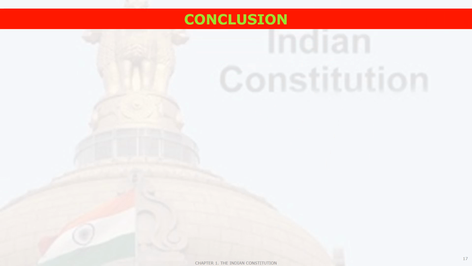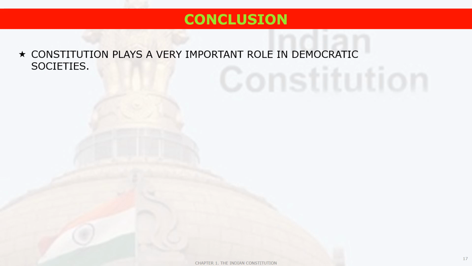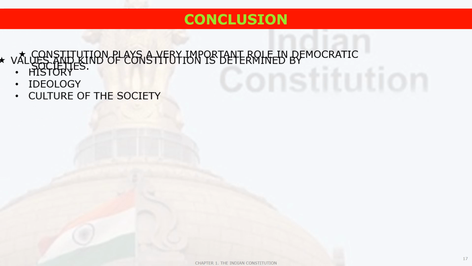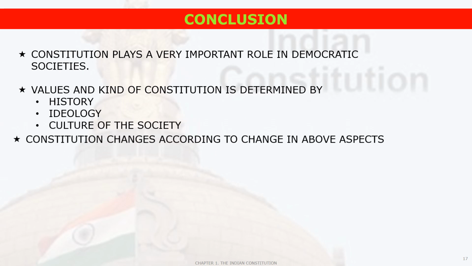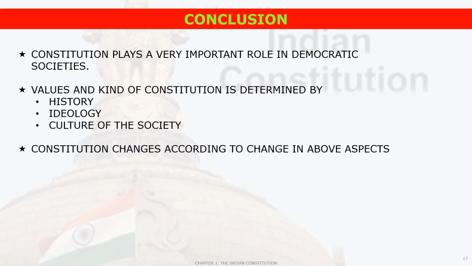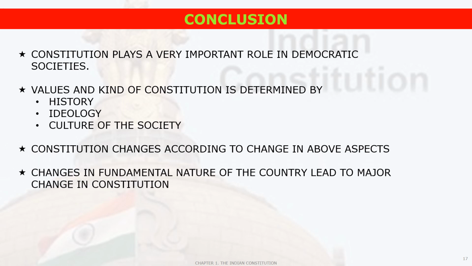Here are some more important points on the Constitution. The Constitution plays a very important role in democratic societies. The values and kind of constitution are determined by the history, ideology and culture of the society. The constitution changes according to changes in the above aspects. Changes in the fundamental nature of the country lead to major changes in the constitution.